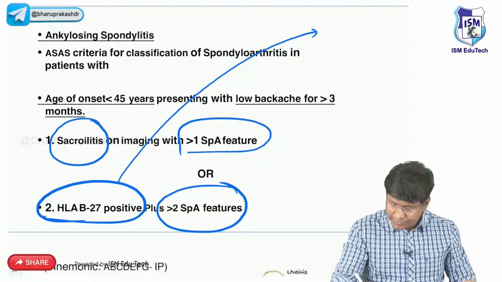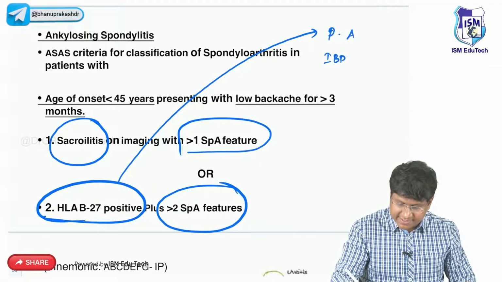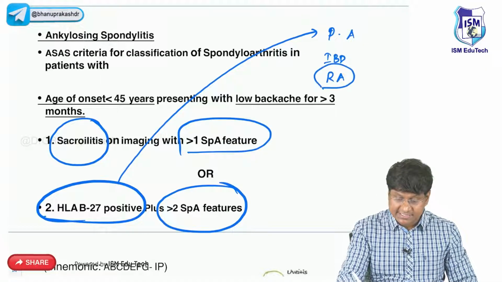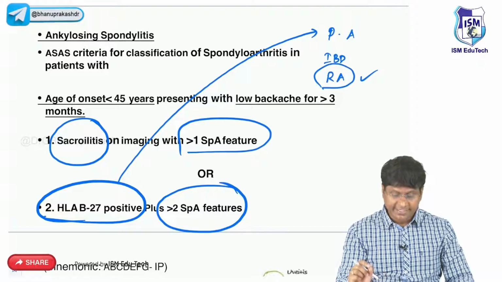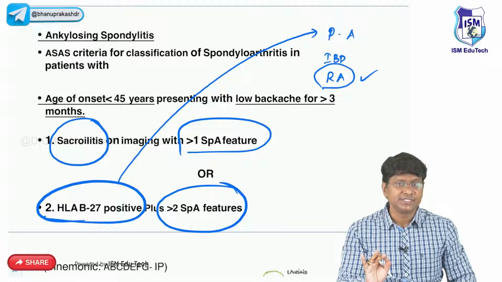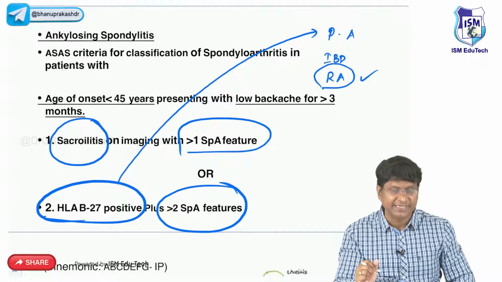Can anyone tell me what other conditions have HLA-B27 apart from ankylosing spondylitis? Very good. You can have it in psoriatic arthritis, then inflammatory bowel disease, and also reactive arthritis. Not in rheumatoid arthritis, okay? This is reactive arthritis, also called Reiter syndrome. So these are the conditions where HLA-B27 will be positive.